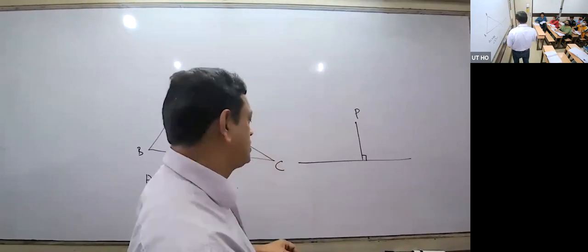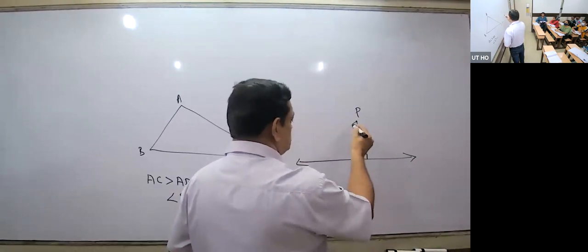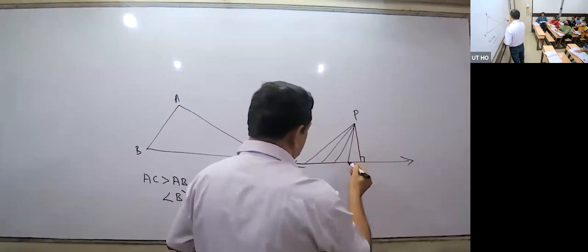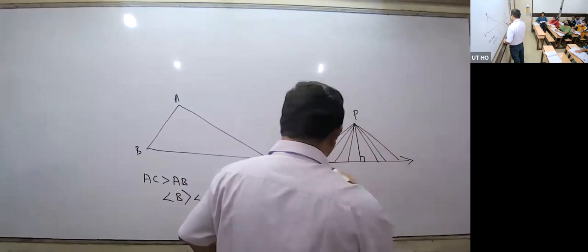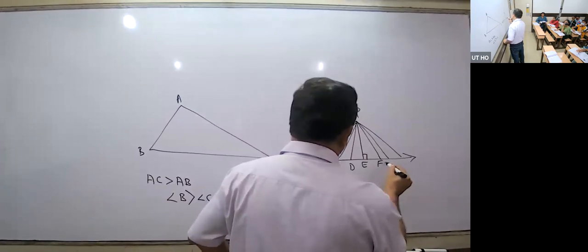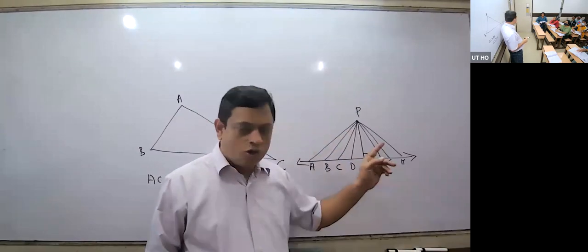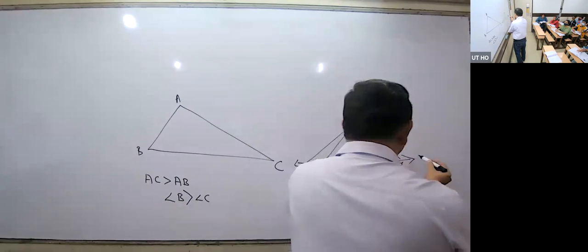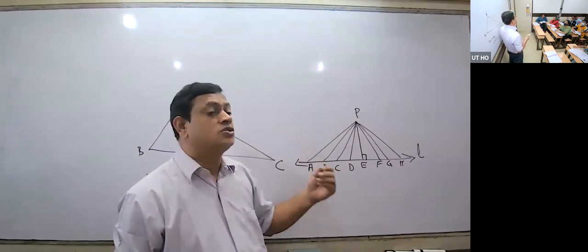Of all line segments, this is a line, this is a point. I can draw this one. Okay, this much is enough. Then I will name them A, B, C, D, E, F, G, H. So how many line segments? A lot of line segments are drawn from P to this line L. Okay, line L. The one which is perpendicular, that is the shortest.